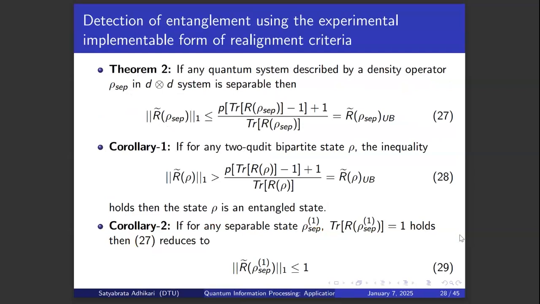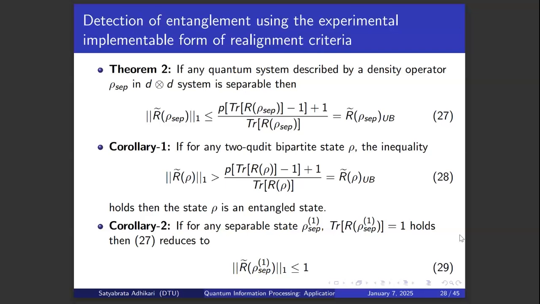So now, after showing that this structural physical approximation of the realignment operation is a completely positive operator, that means it can be realized in an experiment. So now our task is to give some entanglement criteria related to this R tilde, the structural physical approximation of the realignment operation. Okay, so here this R tilde rho can be realized in an experiment.